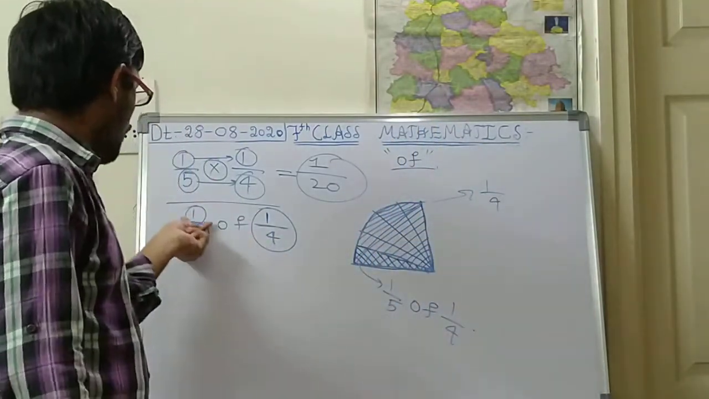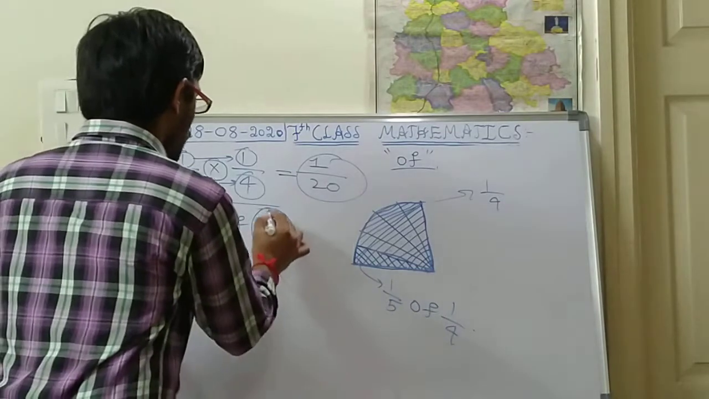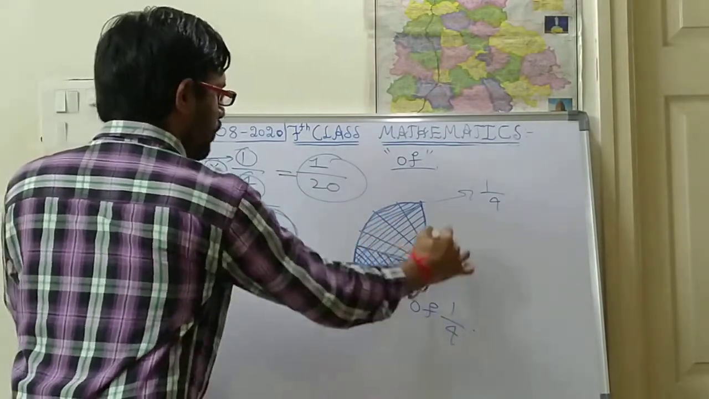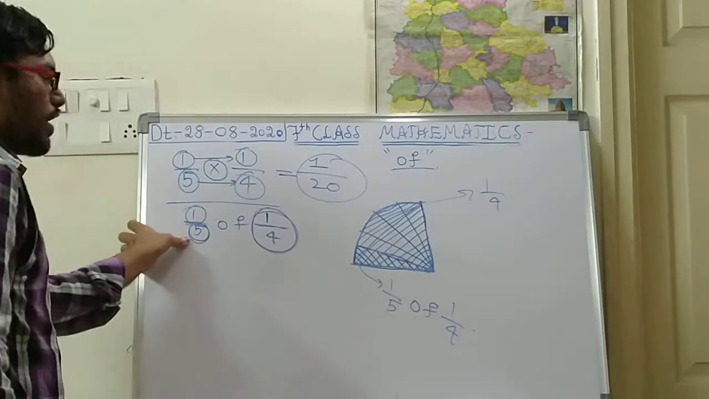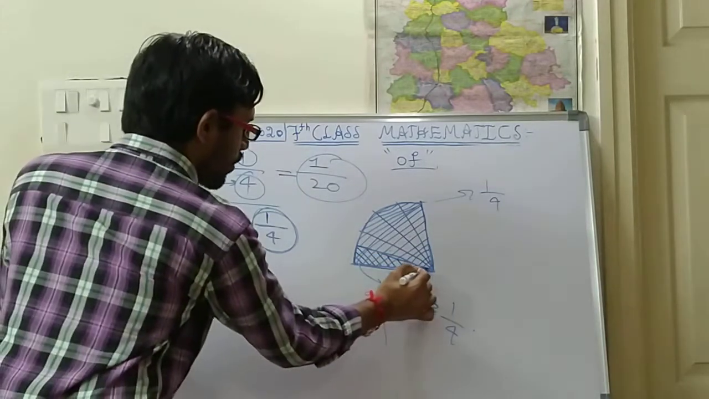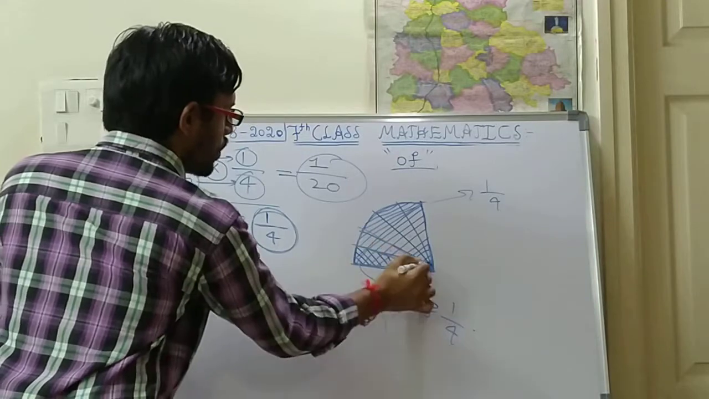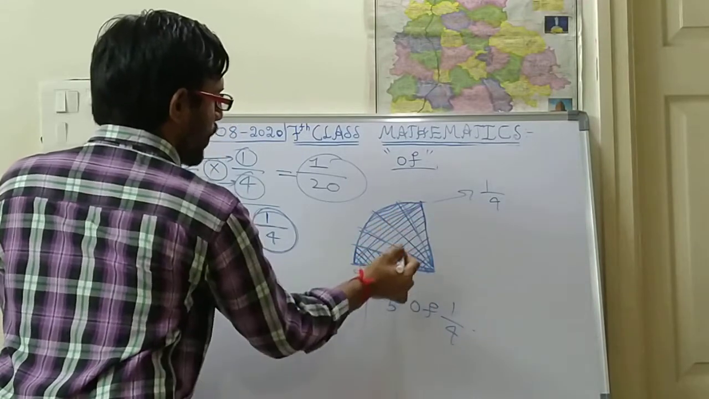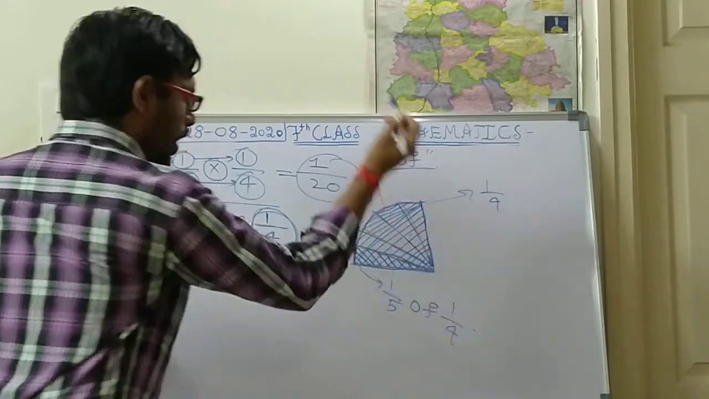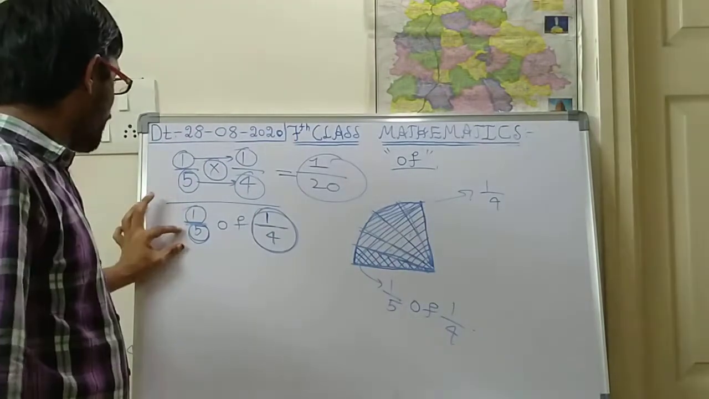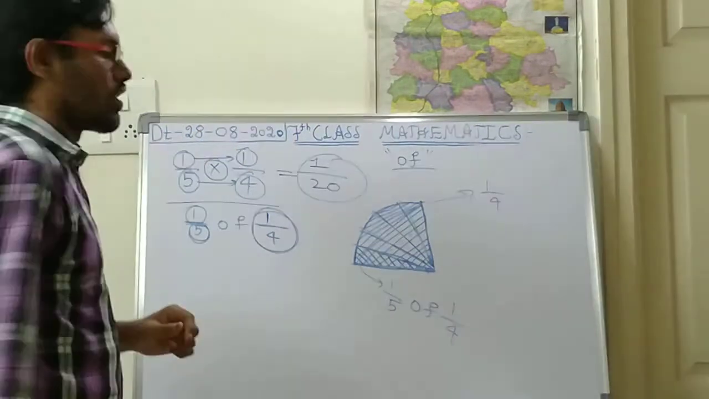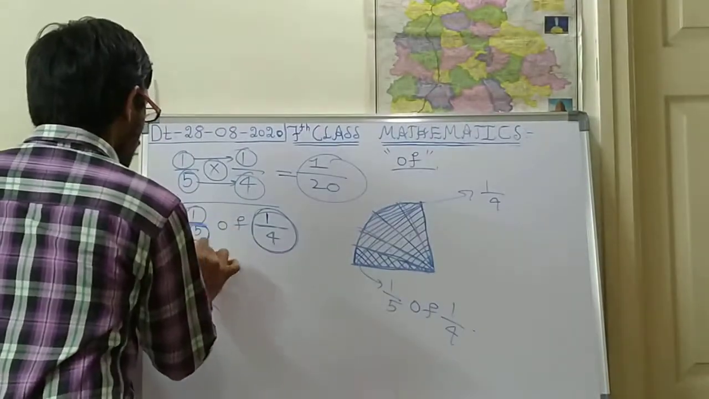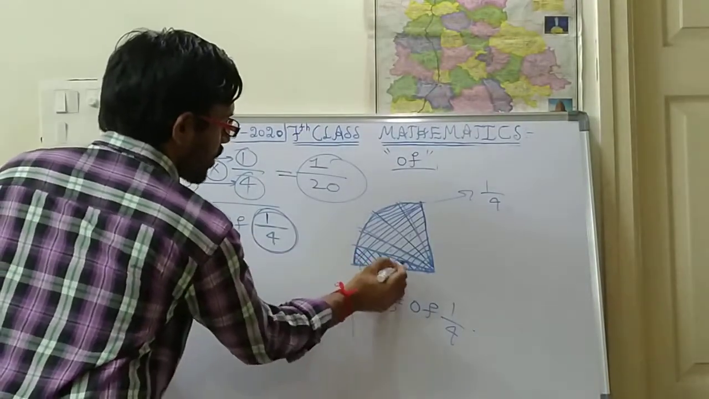Now 1 by 5. So this 1 by 4th part, you divide into 5 parts. So I have divided 1, 2, 3, 4 and 5. In these 5 parts, how many regions should I shade? Only one region I should shade. So this is extra shading, which means I have shaded crossly.